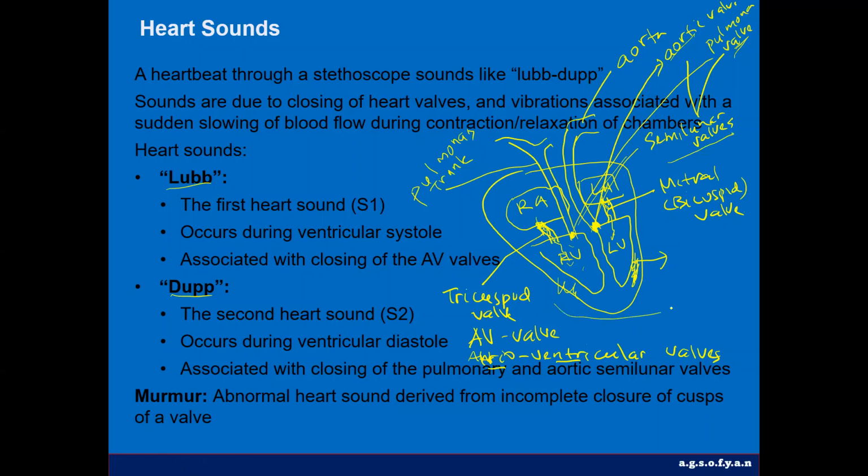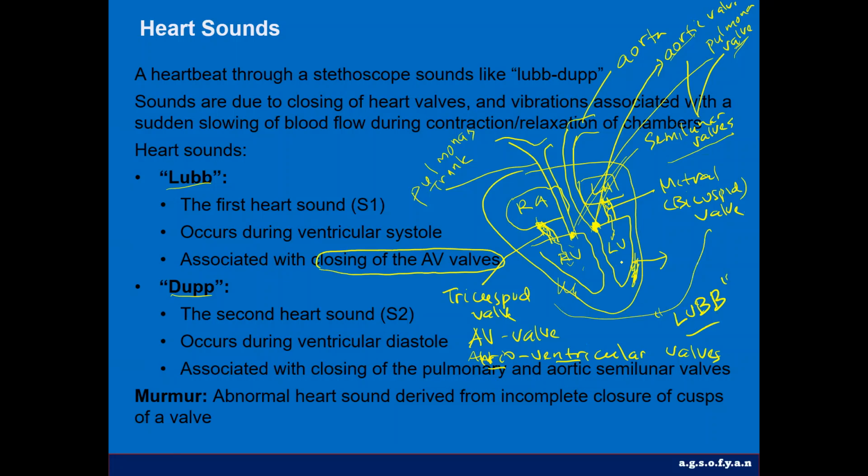When these two doors, or these valves, close, it will give the sound of lab. You will hear the lab sound. So the lab sound is actually coming from the closing of the two AV valves. And then the blood will go out from the ventricle through the aortic valve and pulmonary valve.